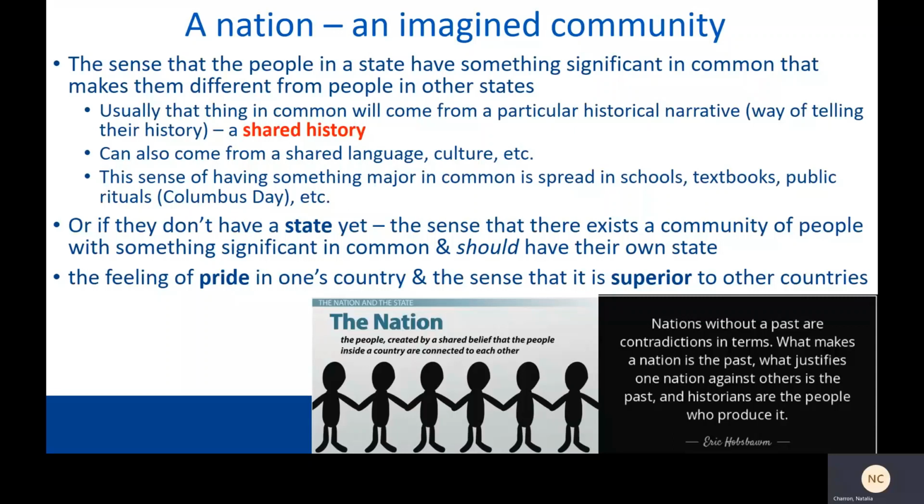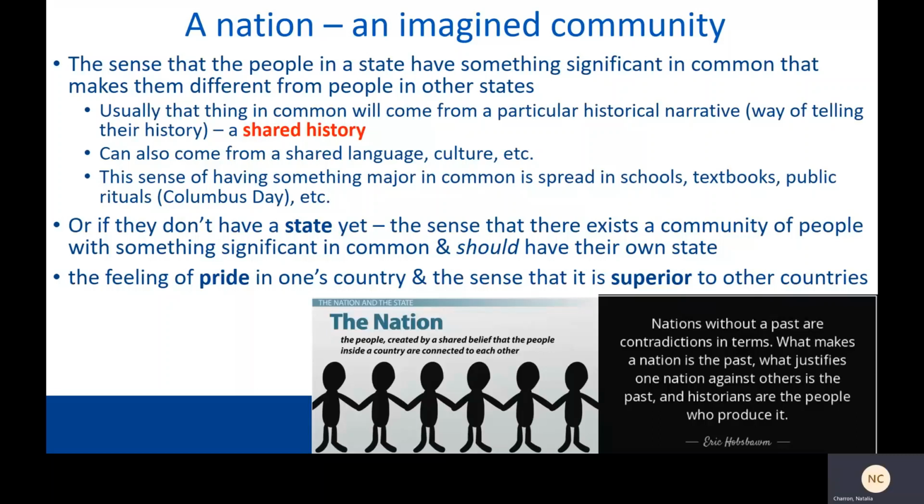Today we're focusing on the nation part of the story, right? And you can think of a nation as an imagined community. It is the sense that people in a state have that they have something significant in common that makes them different from people in other states. Usually that thing in common will come from a particular historical narrative, in other words, a way of telling their history, a shared history. But it can also come from a shared language, a shared culture, that sort of thing.